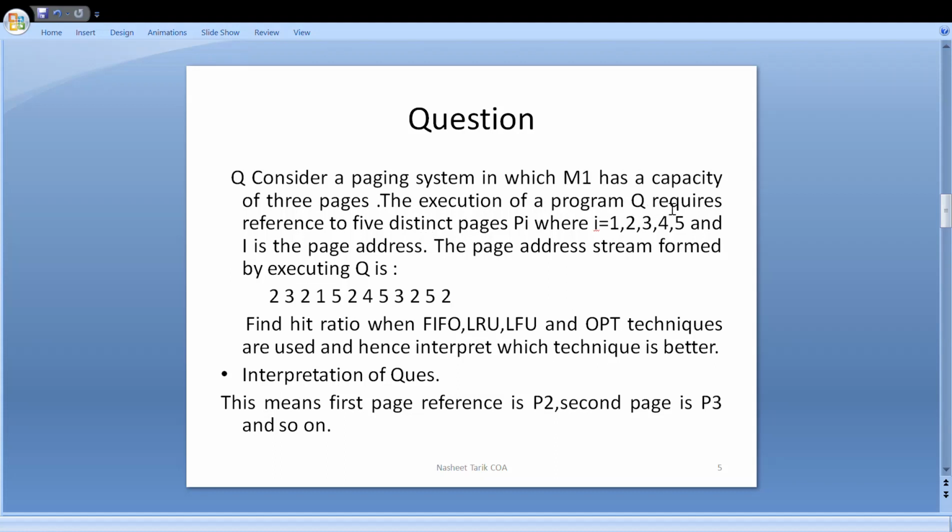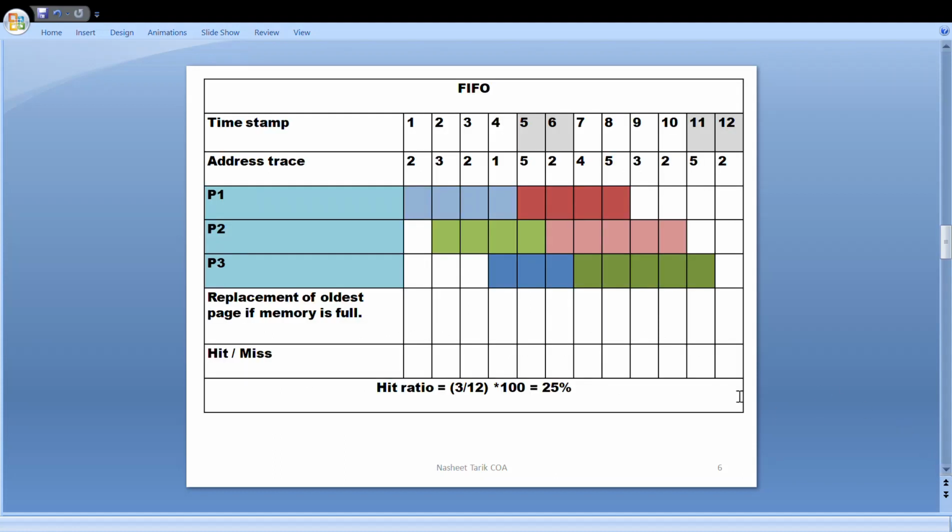The execution of a program requires reference to 5 distinct pages Pi, where i is equal to 1, 2, 3, 4, 5. And the address trace or address stream of these pages is this. Now using these algorithms, we will see what the page fault or miss, and the hit ratio are. So first comes first in, first out. First in, first out. This is memory M1, which has a capacity to hold 3 pages.